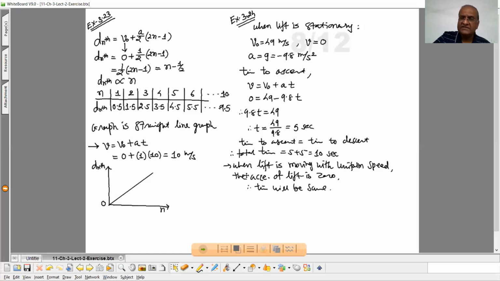Now second case, when the lift is moving with uniform speed. So when the speed is uniform and the same phenomenon is repeated, then the same time will be there to come back to the hand of the boy. Why? Because when the lift is moving with uniform speed, it implies that acceleration is 0. And when acceleration is 0, then there will be no effect on the motion of the ball. Clear?